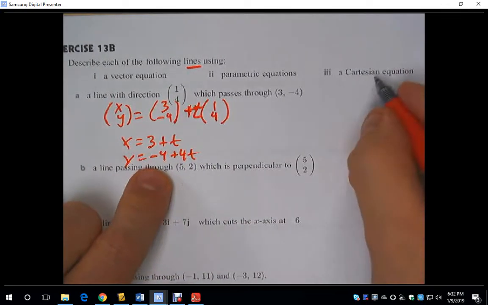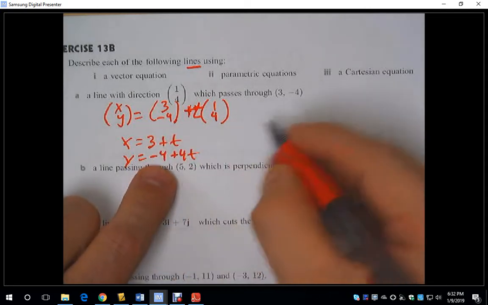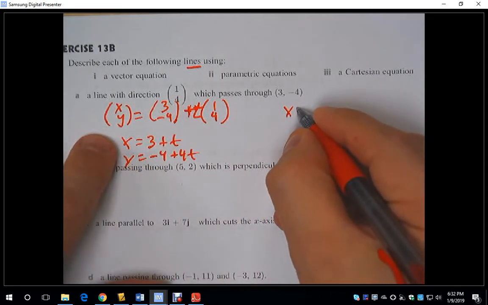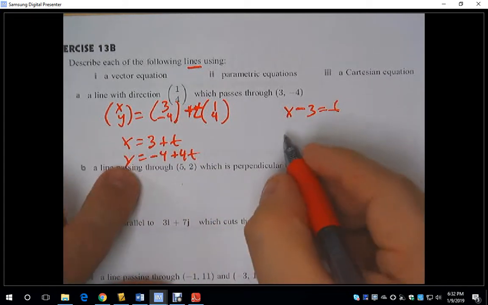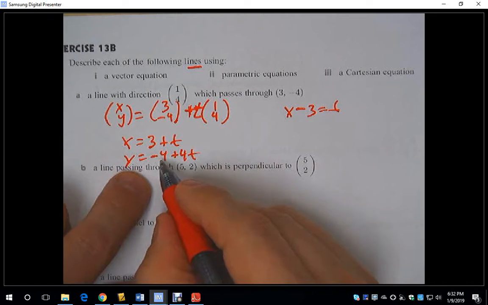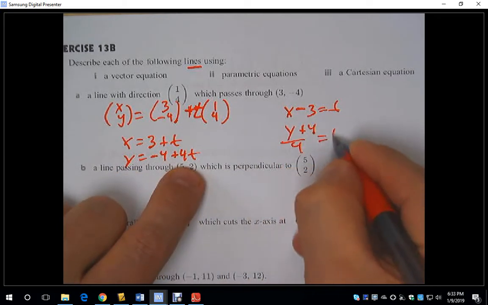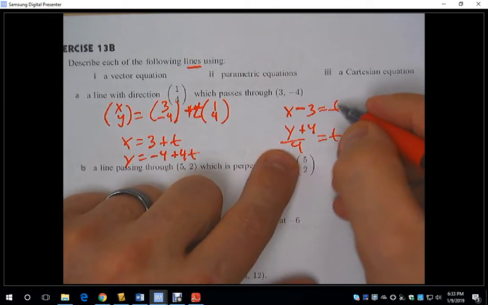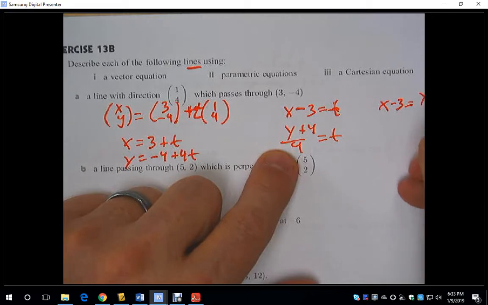If I want to write my Cartesian equation, I need to rewrite these equations in terms of t. That gives me x minus 3. I subtracted 3 from both sides. That gives me t. And then I'm going to add 4 to both sides. It gives me y plus 4, and then divide by 4 equals t. I have two equations in terms of t. So x minus 3 equals y plus 4 over 4.